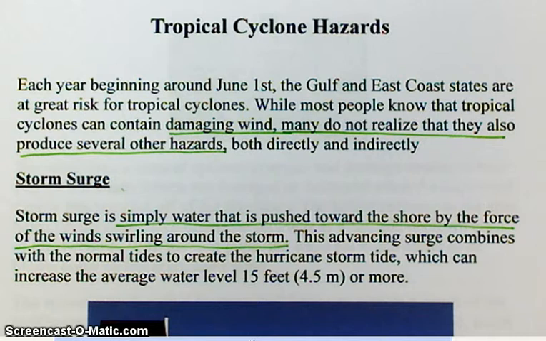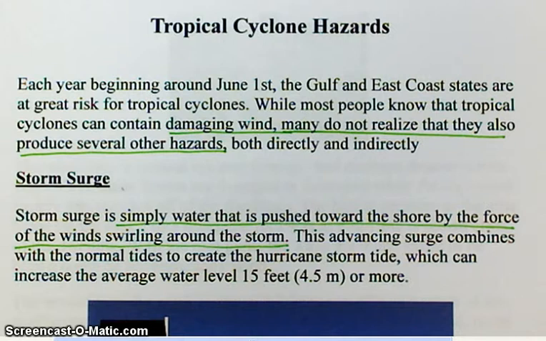Here, beginning around the 1st of June, the Gulf of Mexico and East Coast states are at great risk for tropical cyclones. In our case, that would be tropical storms and hurricanes. While most people know that tropical cyclones can contain damaging wind, many do not realize that they also produce several other hazards, both directly and indirectly. And the first of those hazards that we're going to talk about is storm surge.